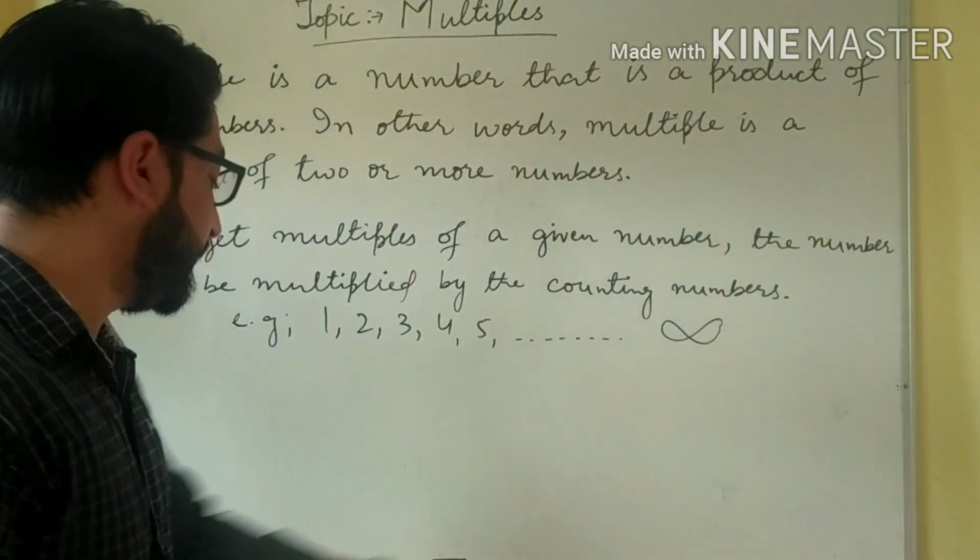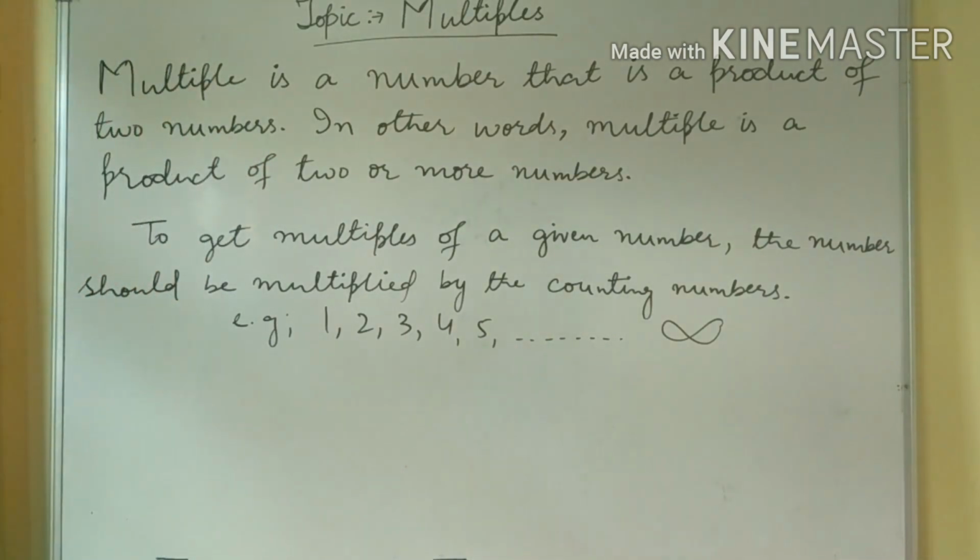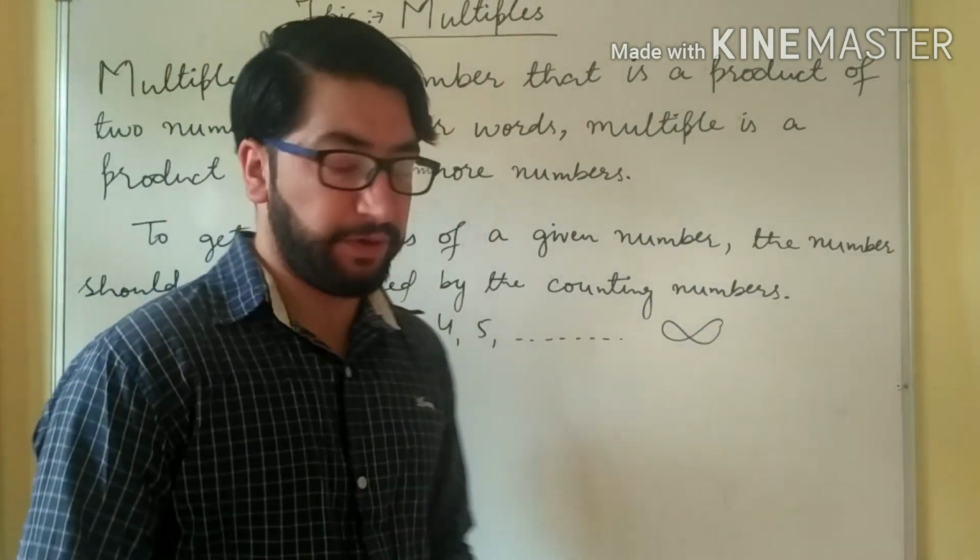So what are multiples? As you can see on the screen, a multiple is a number that is a product of two numbers. In other words, a multiple is a product of two or more numbers. To get multiples of a given number, the number should be multiplied by the counting numbers. Example: 1, 2, 3, 4 and so on up to infinity.